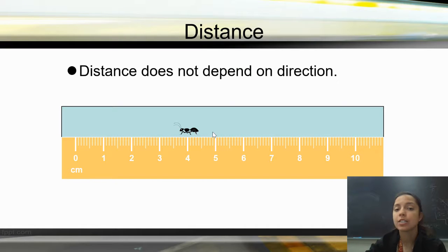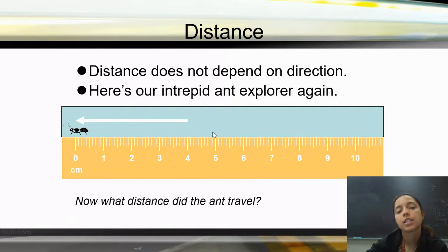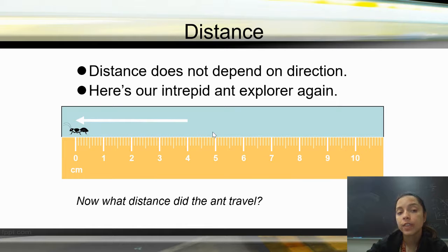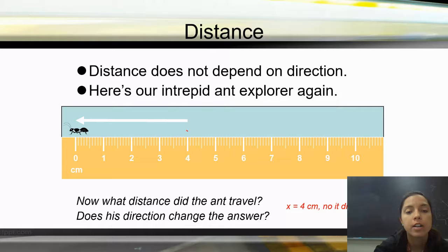So like we said, distance does not depend on direction. Now the ant is starting at 4 centimeters and it's going all the way to 0 centimeters. What distance does the ant travel now? It went from 4 to 0. So the ant traveled 4 centimeters again. Did the change in direction change the answer? No. So now the ant started here and went all the way to 0. That is still 4 centimeters. So the direction does not change the distance.